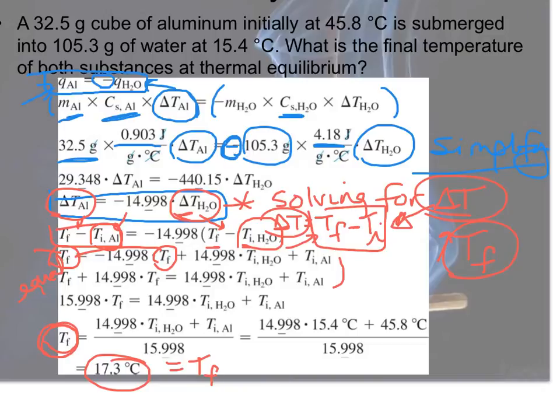Now, to check so that you don't lose your common sense, whenever you do a QMCAT problem, the final temperature should be someplace in between the initial two temperatures. Here's TI for the aluminum, and there's TI for the water. So your final temperature, which is 17.3, should be in between these two initial temperatures, and it is. It's much closer to the initial temperature of water, but it is in between those two.